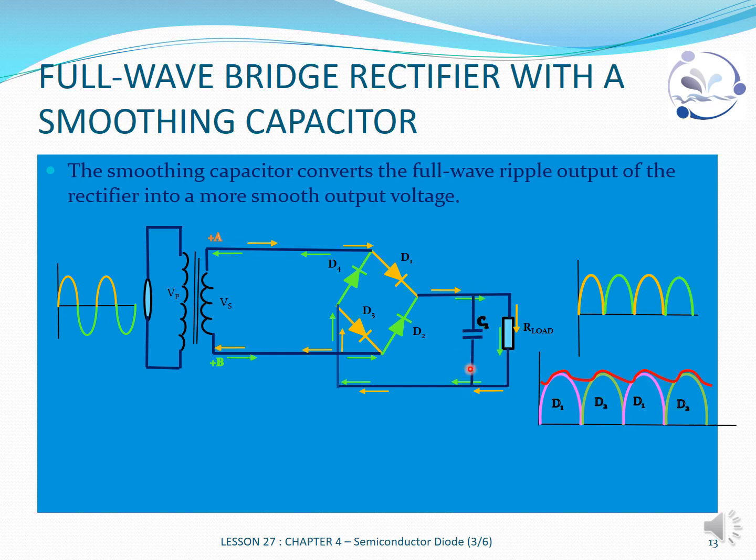So the principle will be the same, whereby when A is positive and D1 and D3 are conducting, C will charge and then discharge. And then when B is positive with respect to A, and we have D2 and D4 being forward biased, then C still will charge and discharge. So the discharging time is quite fast.